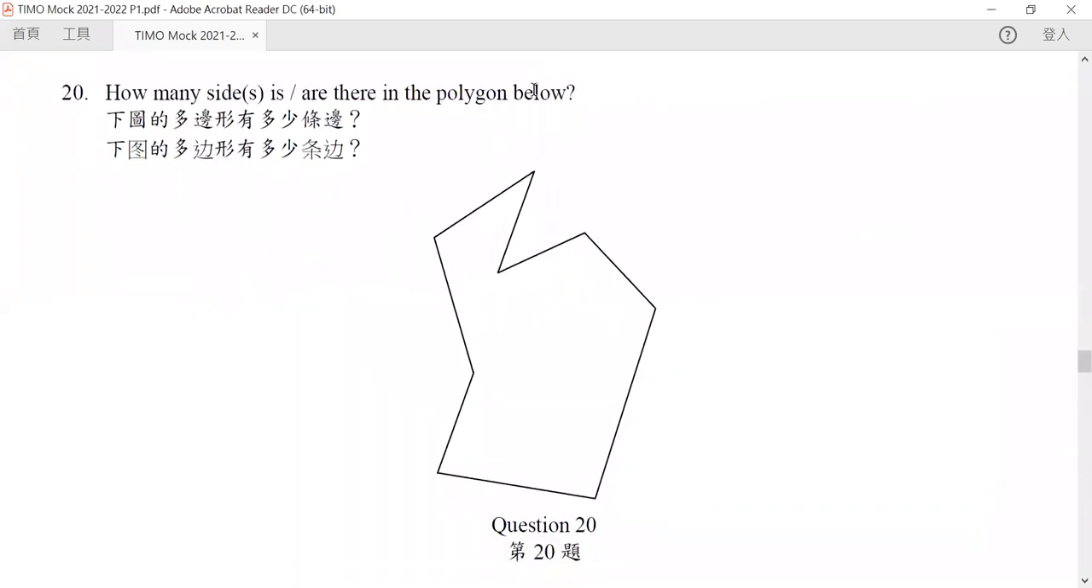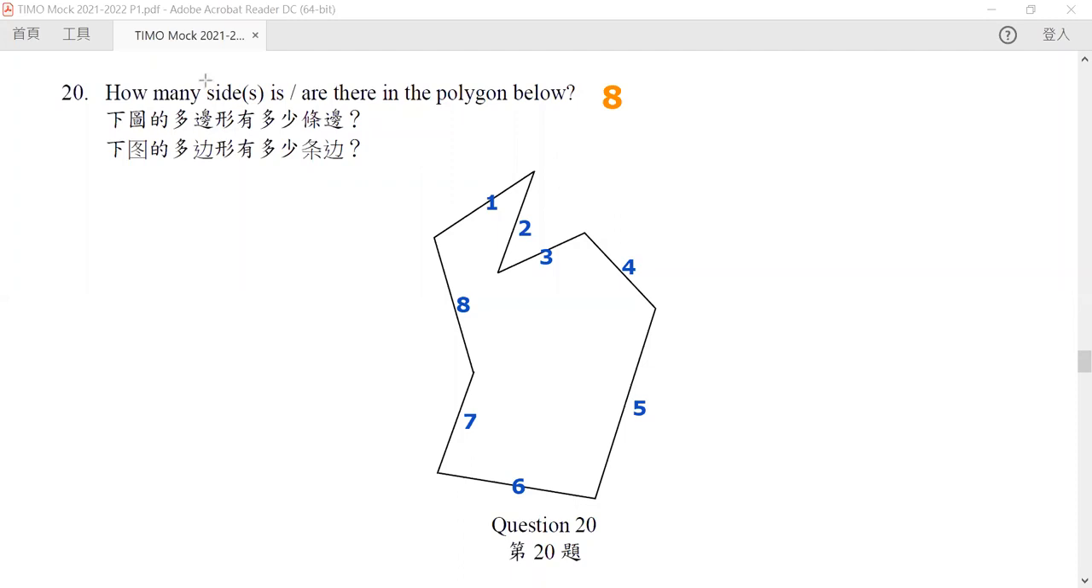How many sides are there in the polygons below? Well, we can count it by hand, right? This is our first side. This is our second side. This is our third. This is our fourth. This is our fifth. This is our sixth. This is our seventh. This is our eighth. So in total, there will be 1, 2, 3, 4, 5, 6, 7, 8, and hence our answer is equal to 8. Okay. So we just count it one by one.